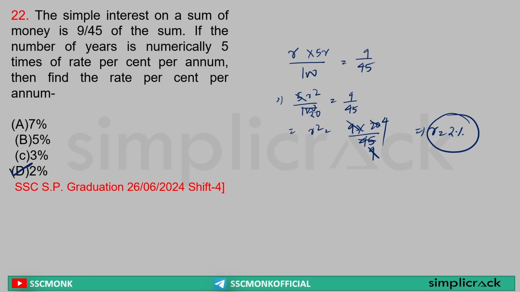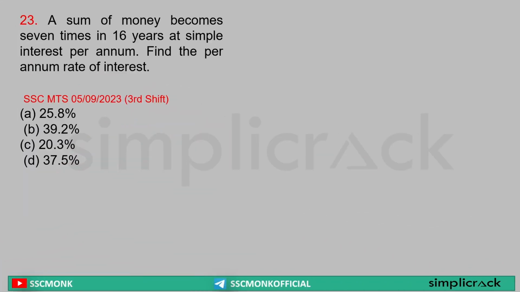Clear? Next, a sum of money becomes 7 times in 16 years at simple interest. So what is the rate of interest? Very simple. 16 years into rate by 100 is equal to 7 minus 1, which is 6. 2 3s are 6, 2 8s are 16. So R is equal to 300 by 8. 8 3s are 24, 60, 8 7s are 56, 40, 8 5s are 40, that is equal to 37.5%.